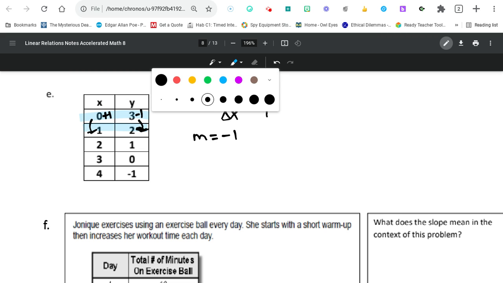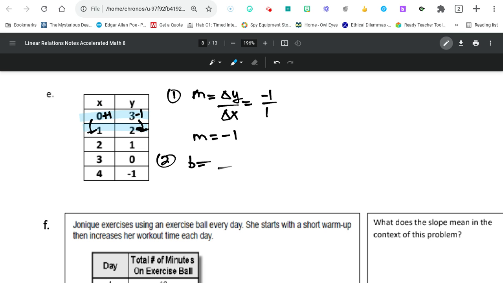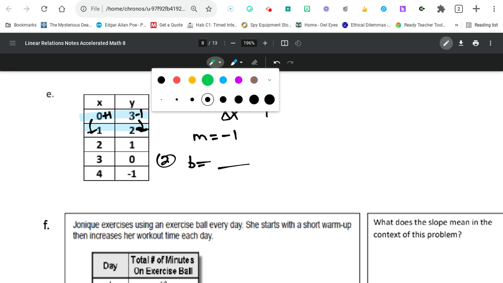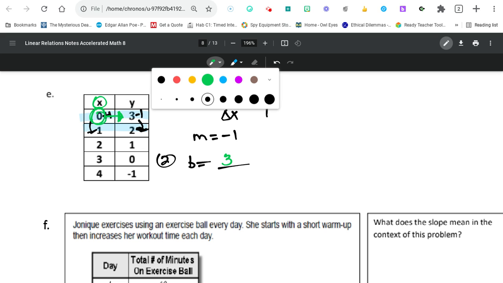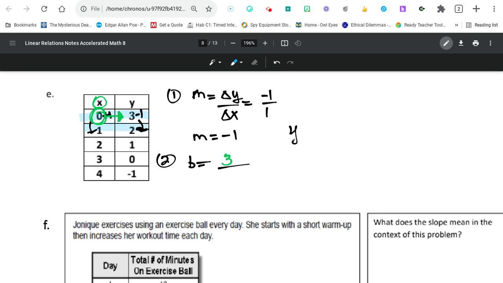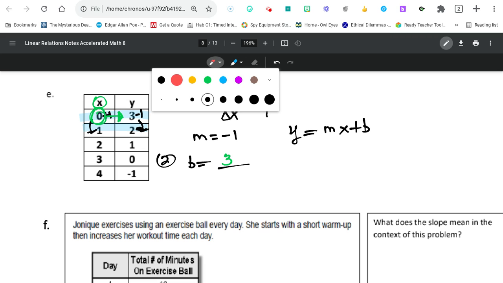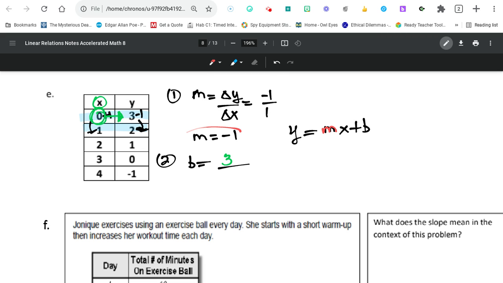And then as far as b is concerned, I'm going to be looking for a shortcut first. Let's see. There's an x of 0. There's my x of 0. So my corresponding y is 3. So b is 3. So all I do is write my equation in slope-intercept form. And when I do that, all I'm going to be doing is replacing m with -1 and b with 3. So the equation looks like this: y equals -1x plus 3. That's the equation.